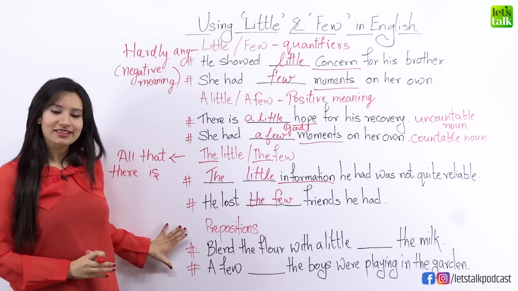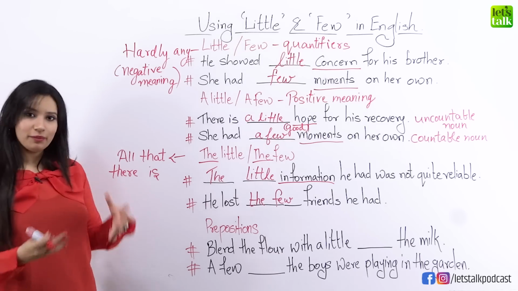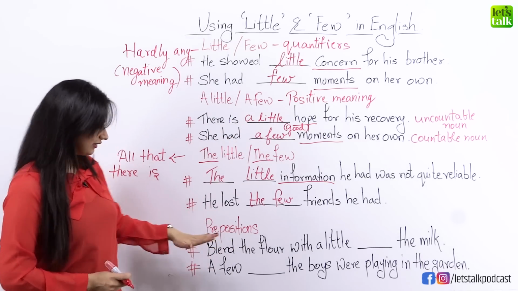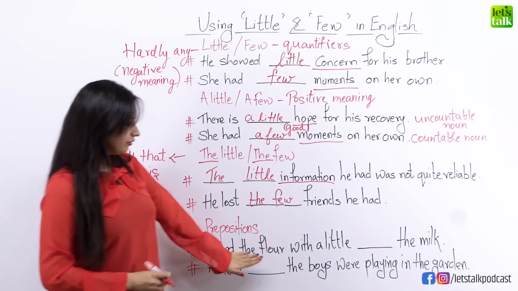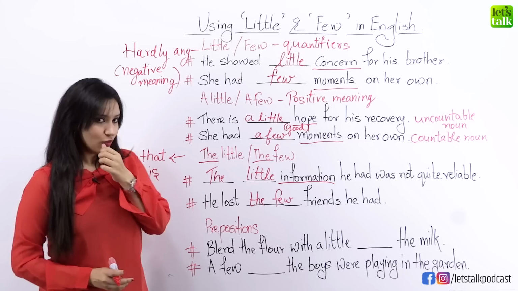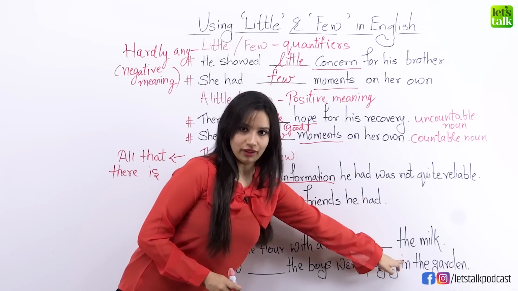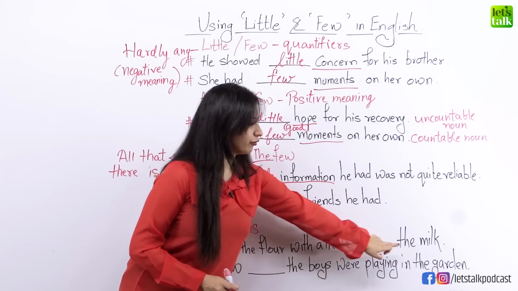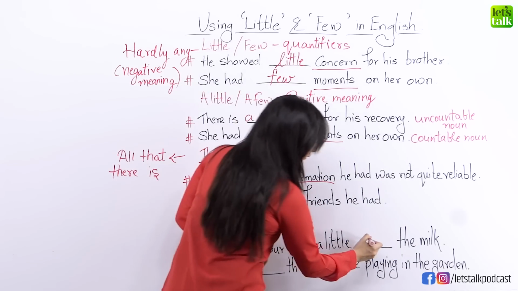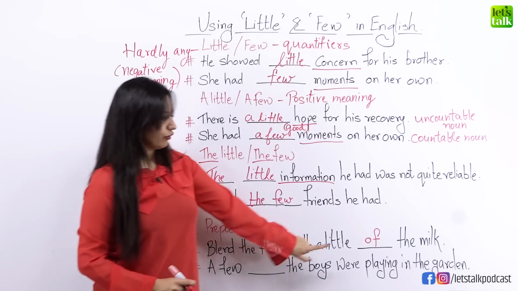Now we look at the last section that we have. This is a little bit tricky. And here we are talking about the prepositions that we can use with "a little" or "a few." Let's read the first sentence. "Blend the flour with a little dash the milk." So the rule is that whenever you have "the" whenever you have "a little" before "the," you join them with a preposition and that would be "of." Blend the flour with a little of the milk.